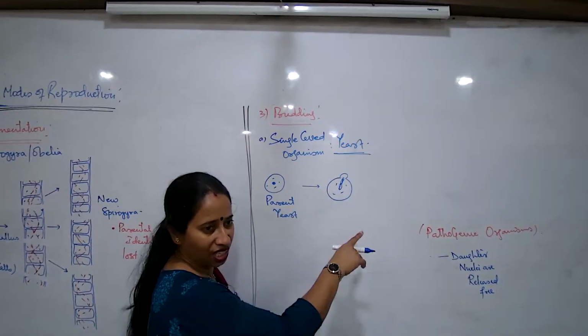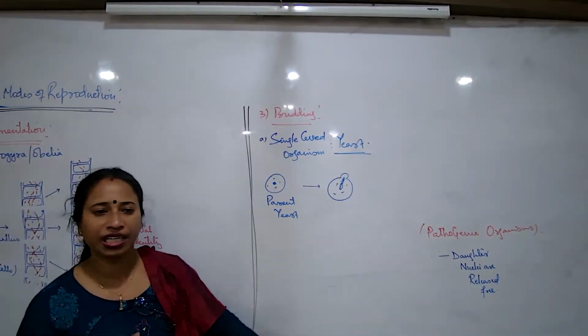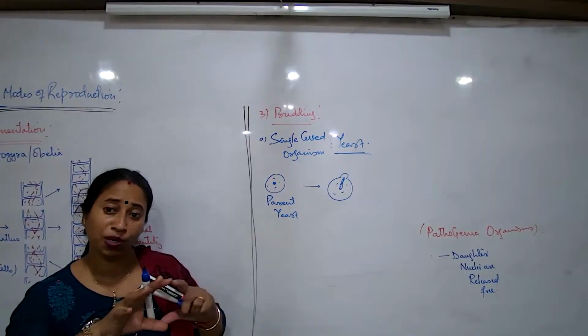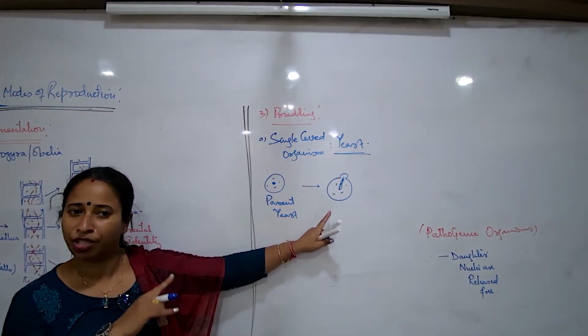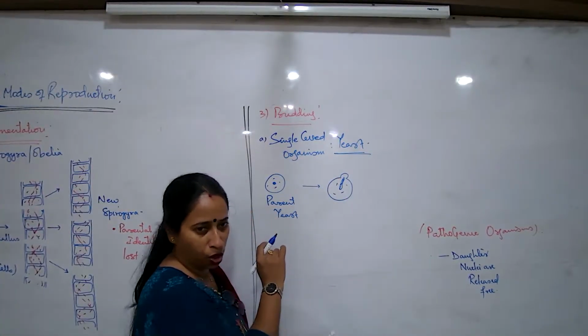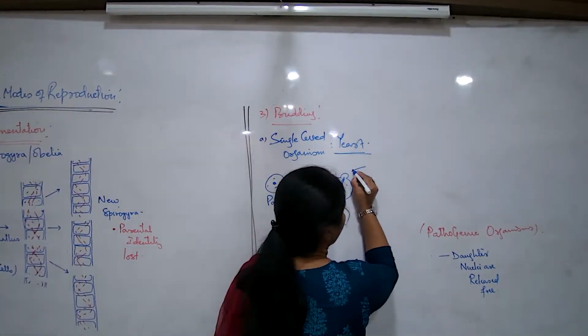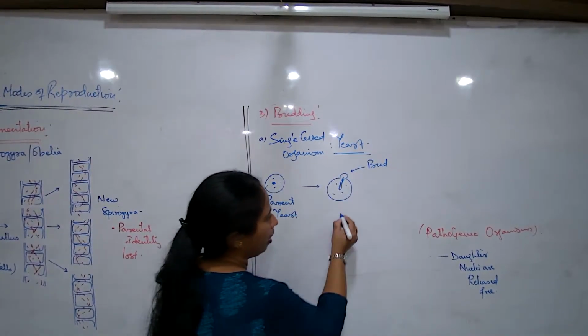Like in binary fission, where we said, what was it? Nucleus and cytoplasmic division was equal. Here, nuclear division is equal, but cytoplasmic division is not equal. Only a small part of the cytoplasm is going there. What is this known as? This is a bud. This is a bud.